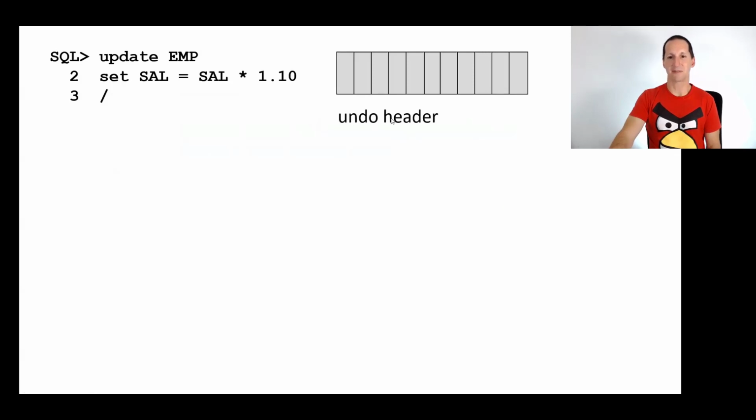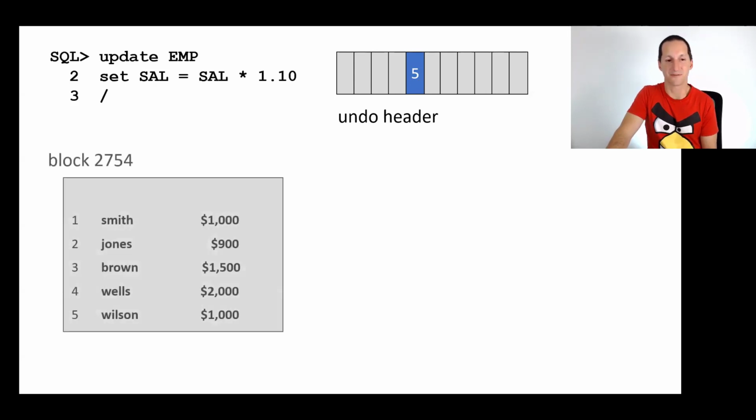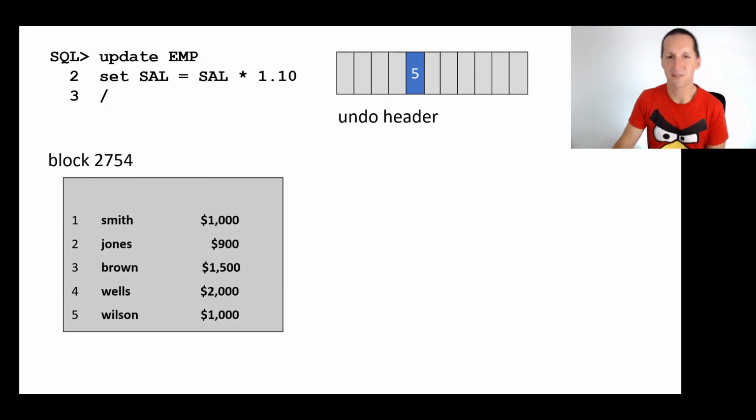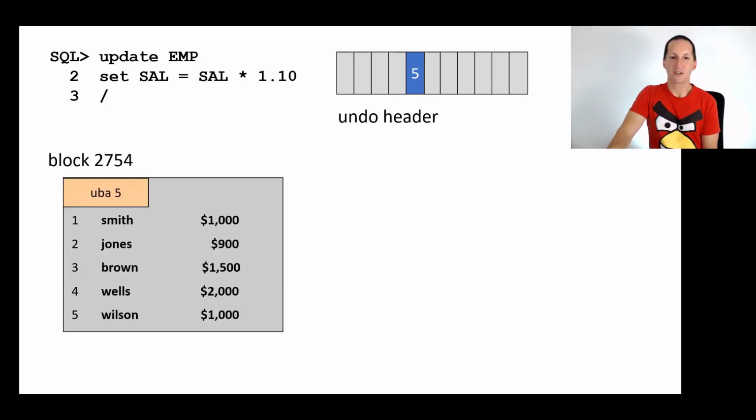Let's look at a rough schematic of how this would actually occur. When I do an update, the first thing I'm going to ask the database to do is give me a slot in the undo header block, which simply says, I'm going to allow you to actually start recording some undo such that if you need to roll back, you'll be able to. Here's my employee table. Let's assume the first set of rows sits on block 2754, and there's my first 5 rows. So in that block, I'll record what we call the undo block address. This is where I'm going to record the information in order to roll back this transaction should I need to.